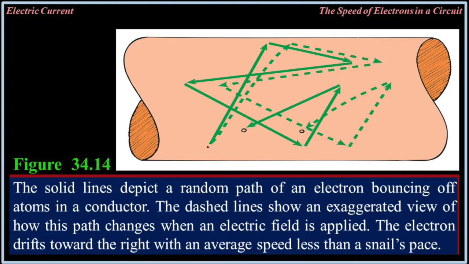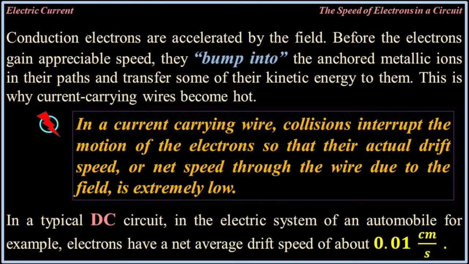The electron drifts towards the right with an average speed less than a snail's pace. Conduction electrons are accelerated by the field. Before the electrons gain appreciable speed, they bump into the anchored metallic ions in their path and transfer some of their kinetic energy to them. This is why current-carrying wires become hot.